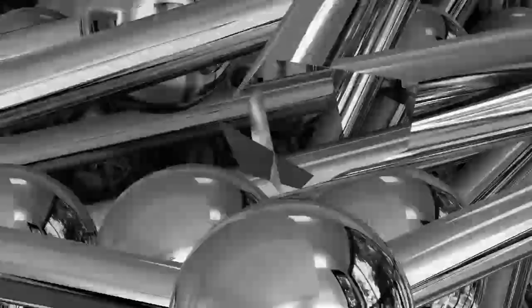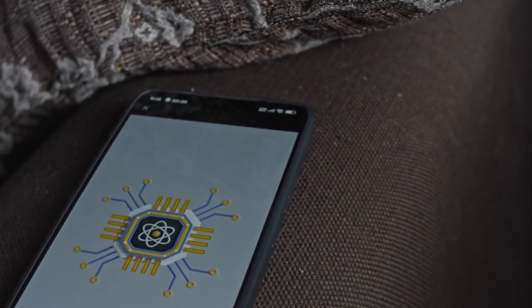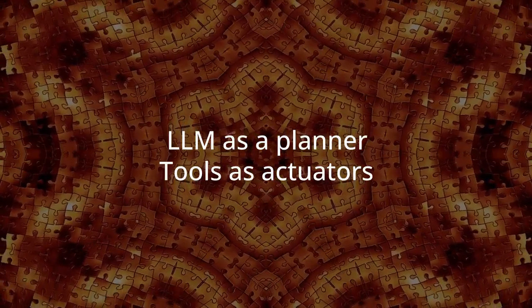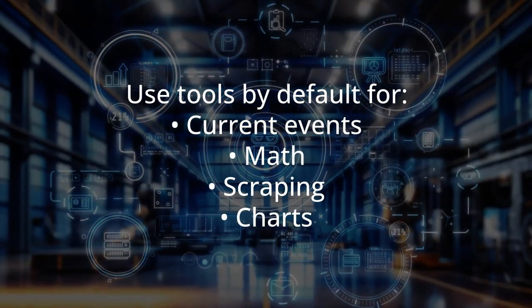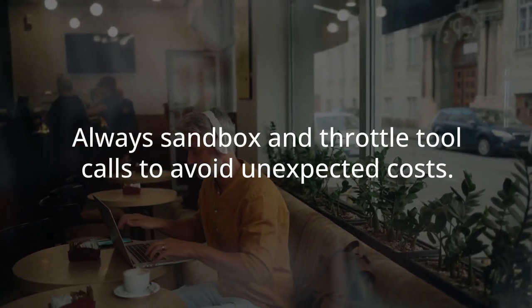Large language models can call external tools to browse the web, compute answers, plot graphs, or generate images. Think of the LLM as a planner and the tools as actuators. Use tools by default for current events, math, scraping, or charts. Always sandbox and throttle tool calls to avoid unexpected costs.